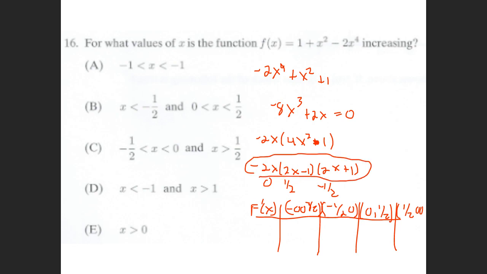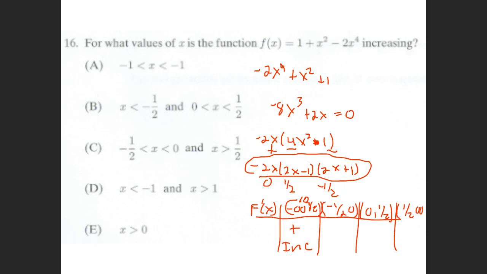So let's take a value in here. Let's take negative 10. So I put negative 10 in here. Negative 10 times negative 20, that's positive. And remember, we don't need the value. We just need to know if it's positive or negative. So that's positive. If I put negative 10 in here, that gives me negative 20 minus 1. That's a negative. If I put negative 10 in here, that's going to give me a negative. So positive times negative, that's a positive. This function is increasing from negative infinity to negative 1/2.